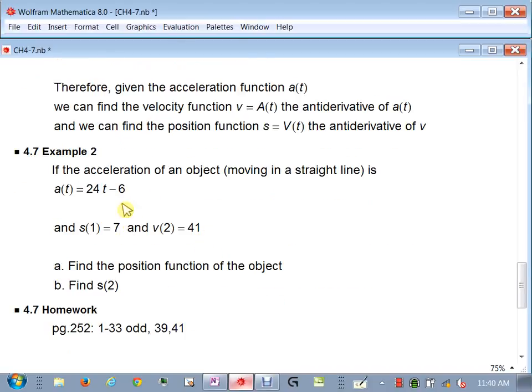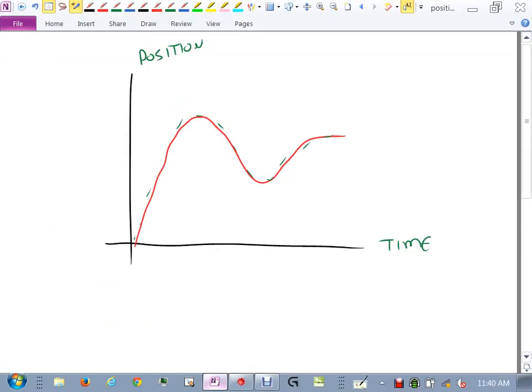If the acceleration of an object moving in a straight line is given by a of t is 24t minus 6, and s of 1 is 7, and v of 2 is 41, find the position function of the object, and then find its position at 2. So I didn't give you any units here like feet or seconds or anything like that, but let's just take it arbitrarily here. So let's work this one out.